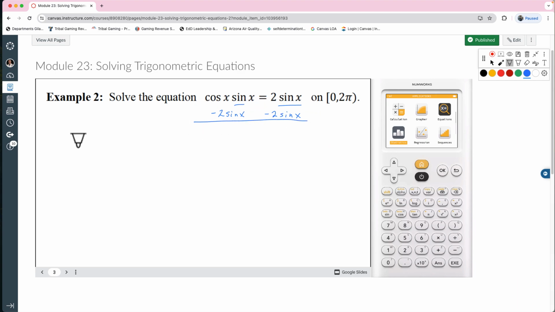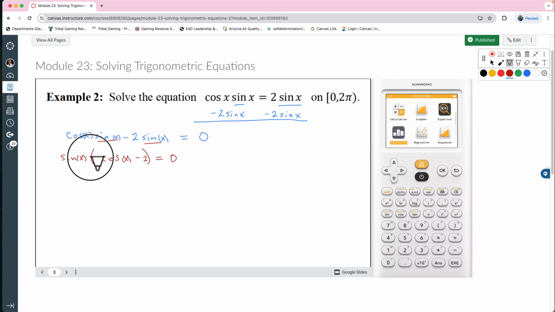I'm going to bring it over here, so we're going to have cosine x sine x. I like to have my x's in parentheses, minus 2 sine x, that equals 0. And now we've got 2 terms, each with a sine x, so that can get factored out. And what's left behind is cosine x minus 2. And that's equal to 0.